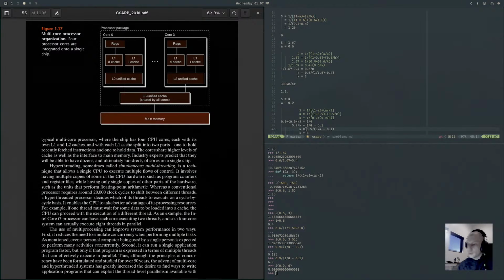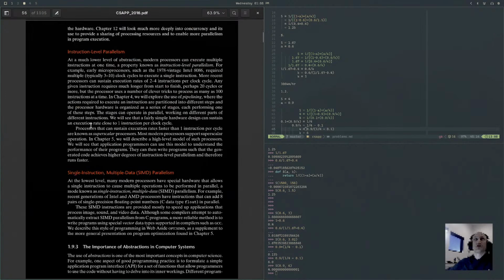Okay, over here we've got the multi-core processor organization. 4 processor cores are integrated into a single chip. So we've got cores 0 to 3. Each one has their own registers, L1 dcache and L1 icache. And then L2 unified cache. L3 unified cache shared by all cores, and then main memory. I think there's separate fetch and decode units, separate ALUs. There's a lot more to the core than just what they're diagramming here.